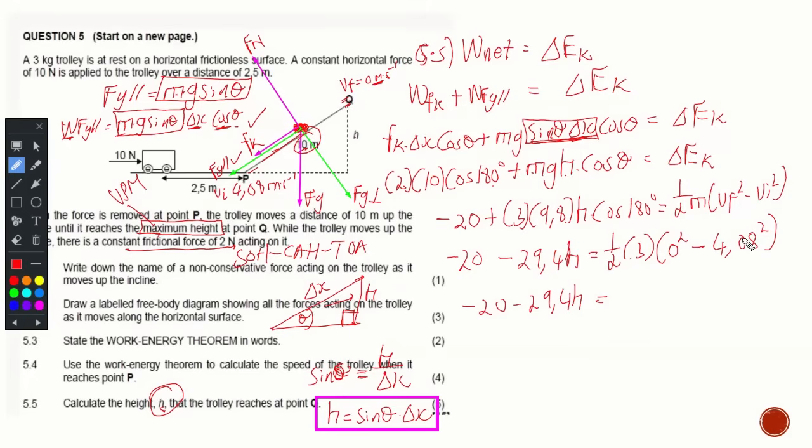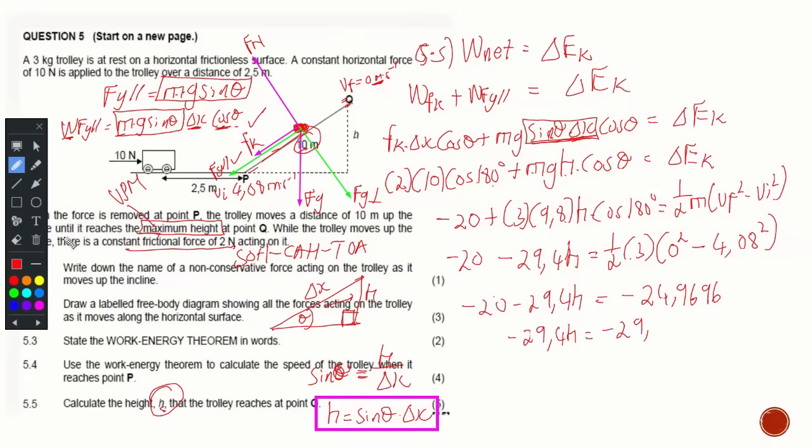Half bracket 3 bracket 0 squared minus 4.08 squared, and then close bracket. And then this is going to give us negative 24.9696. So it's a terminating decimal. That means I won't round it off. I will just write it like that. So I'm left with negative 29.4 h. And then I can take this and transpose it over to that side.